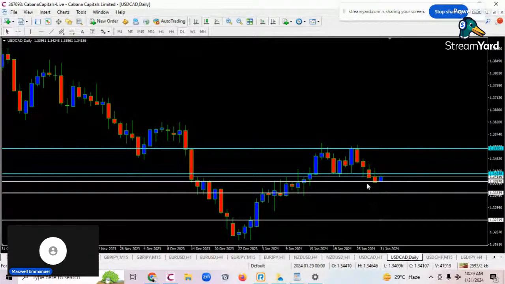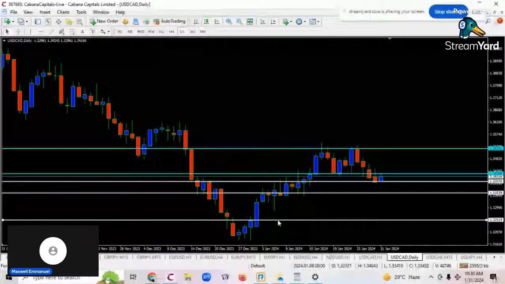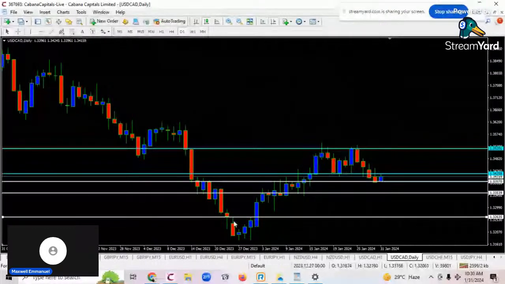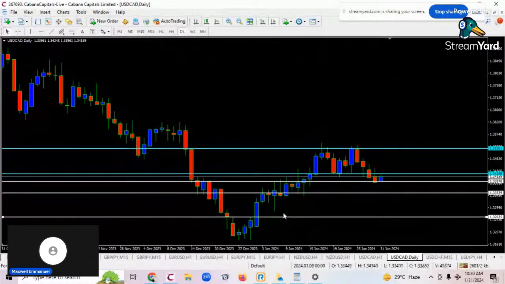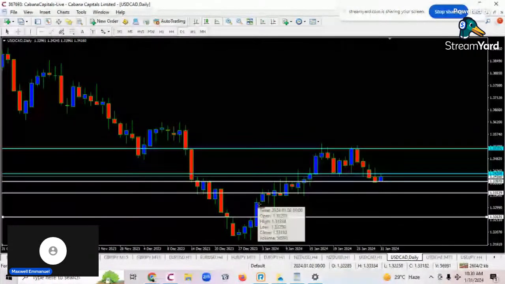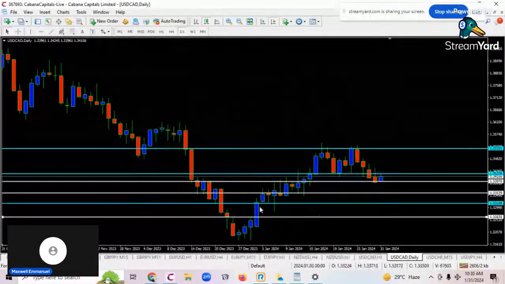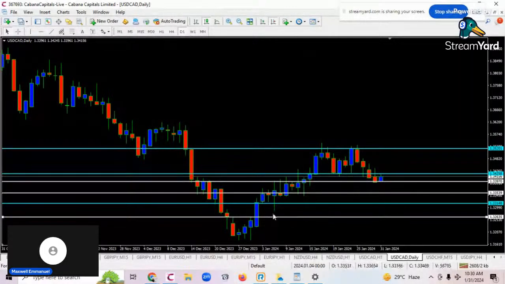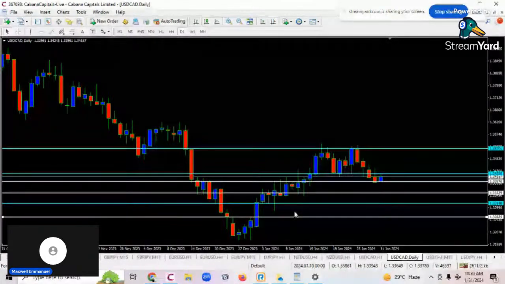So I am bearish on USD CAD. Technically, it is bearish. So I expect USD CAD to drop to this low. You can see we had a fair value gap here on USD CAD. So I expect USD CAD to drop to this fair value gap. I expect price to fill this gap. So that's my take on USD CAD.